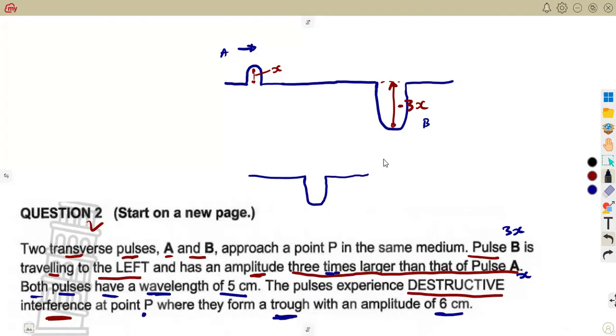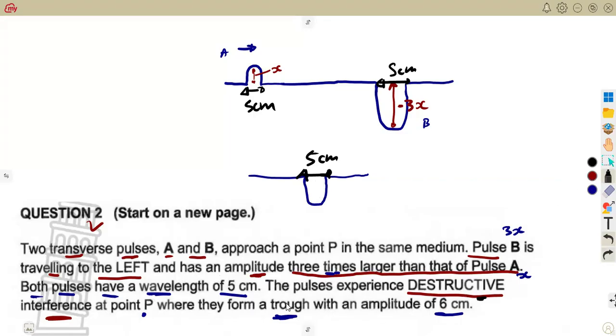And the distance that we are given, which is the wavelength, they are the same. We are given that they've got the same wavelength, 5 centimeters. If this is 5 centimeters, this is also 5 centimeters. When they meet at that point of destructive interference, they'll have the same wavelength. Then this is the sum. Remember, the sum is considered when you add. We shall talk about that.